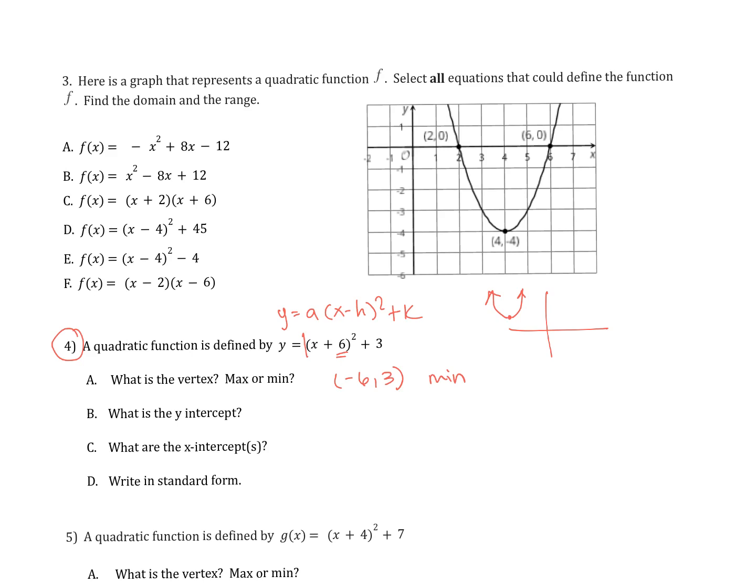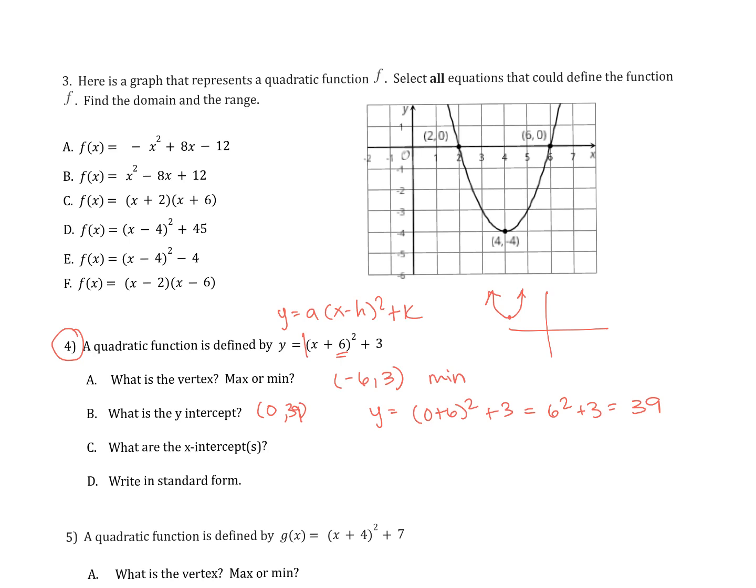Now, what's the y-intercept? Because I didn't take time to graph it nicely, I can't get my y-intercept from my graph. I'm going to use algebra. My y-intercept occurs when my x-coordinate is 0. So let's plug a 0 in for x. I get y equals 0 plus 6 squared plus 3. So that would give me 6 squared, when 0 plus 6 is 6, plus 3. 36 plus 3 is 39. So it looks like my y-intercept occurs at 0, 39.